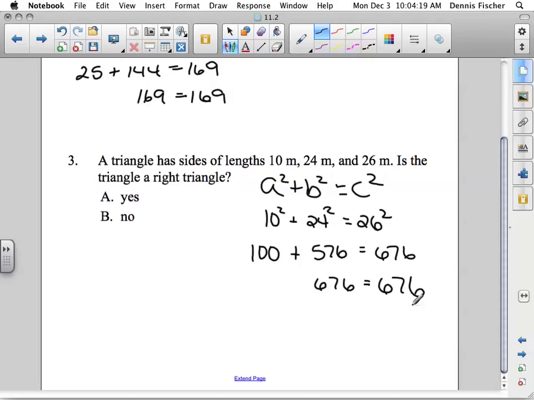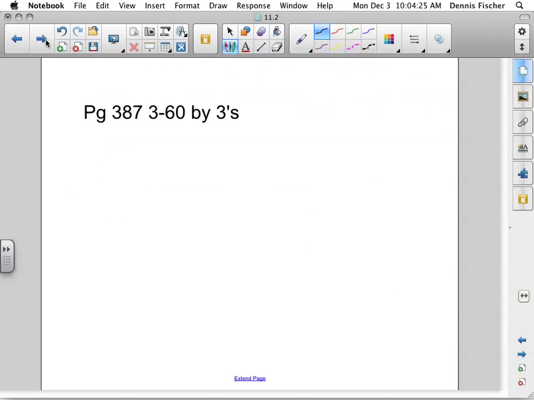Okay? Not too hard a section. The Pythagorean theorem and the converse should be problems you should have done before. 3 through 60 by 3 is the wrong page number. It should be 587, I believe.